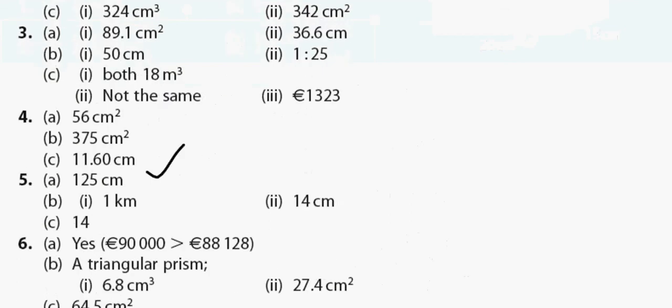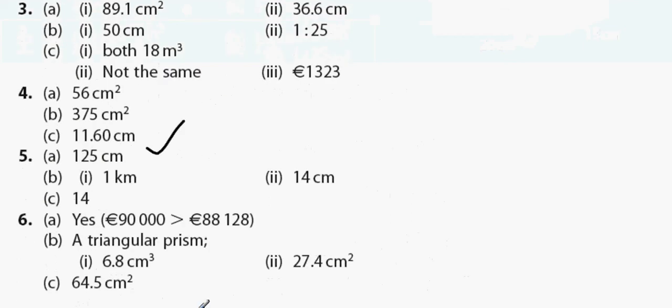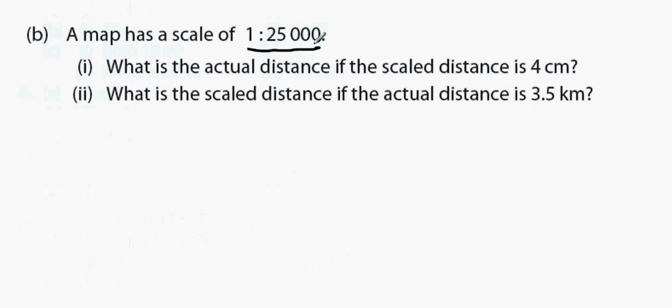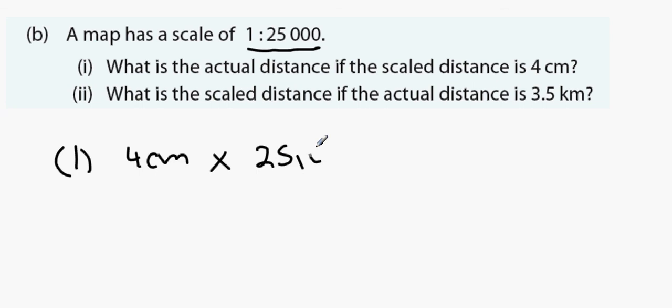A map has a scale of 1 to 25,000. That means that in the scale map it's 25,000 times bigger in real life. What's the actual distance of the scale distance 4 centimeters? So 4 centimeters is actually 25,000 times bigger in real life. So multiply 4 by 25,000, and you get, I think it's 100,000 centimeters.